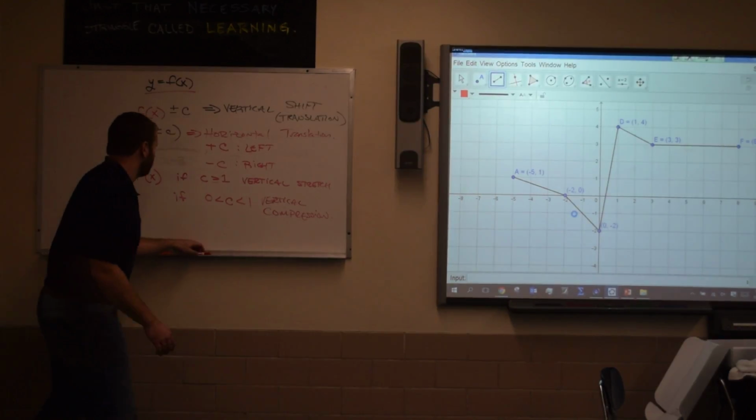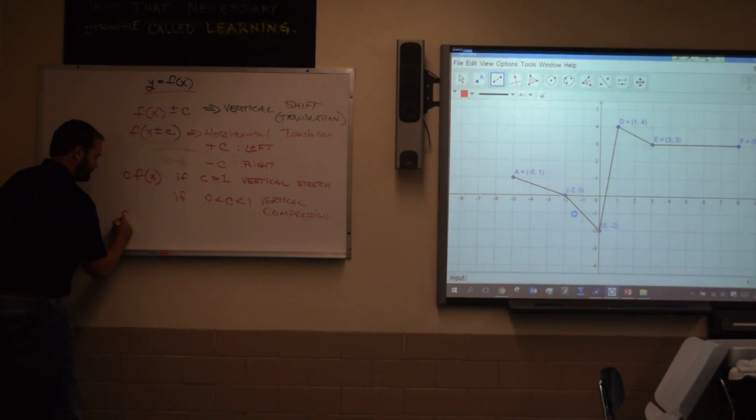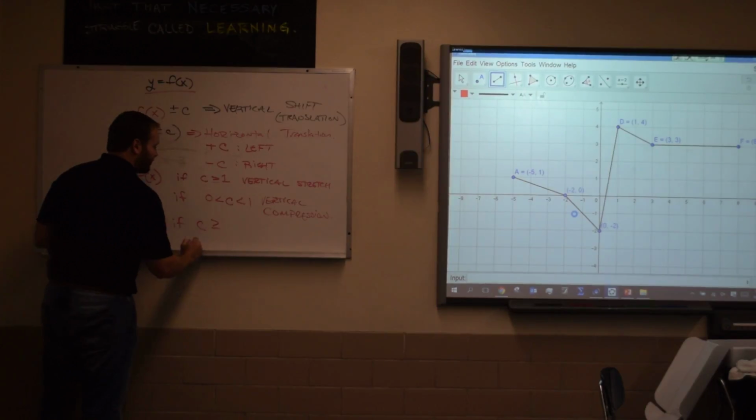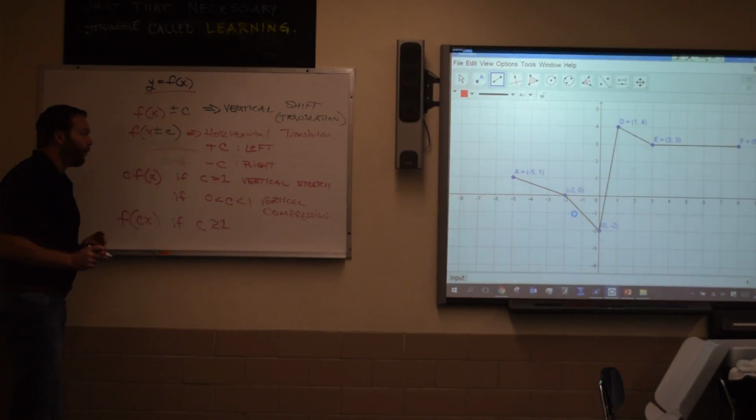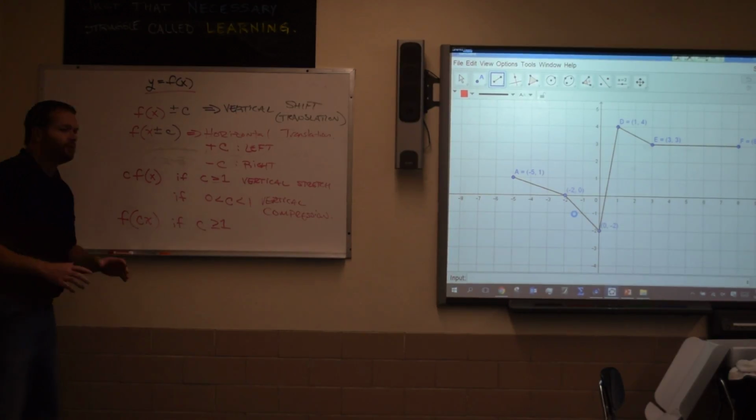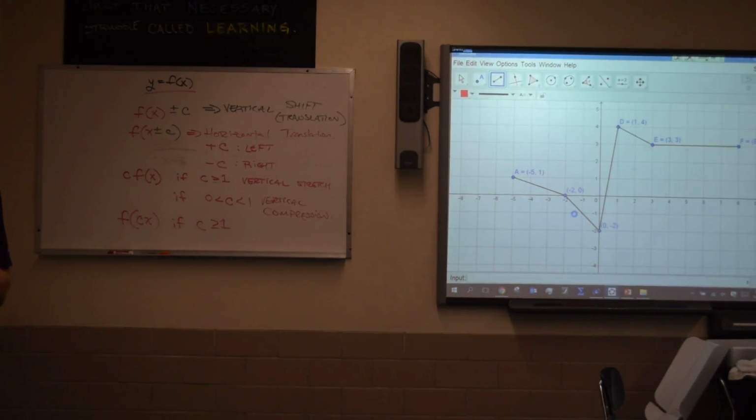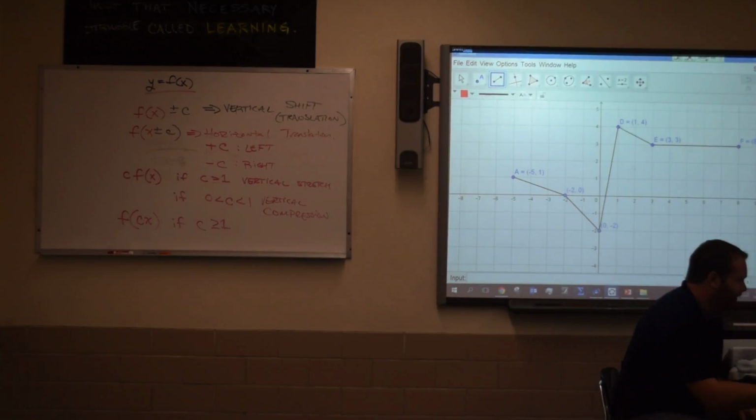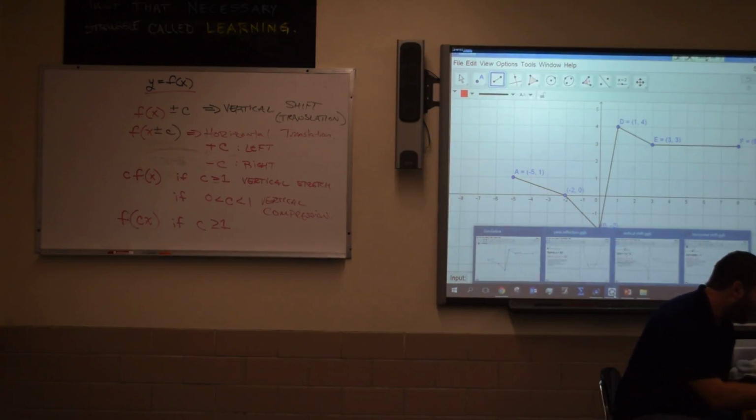Multiply the x's. So if I write something like f of c times x, now if c is bigger than or equal to 1, we're going to call that a horizontal stretch or a horizontal compression. I want to look at GeoGebra here to see which one that might be, whether it's a compression or a stretch. So, got it here somewhere.